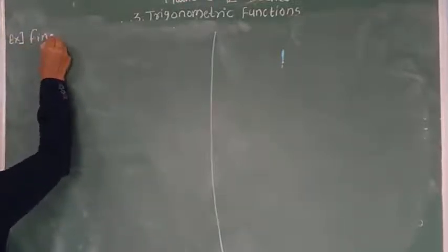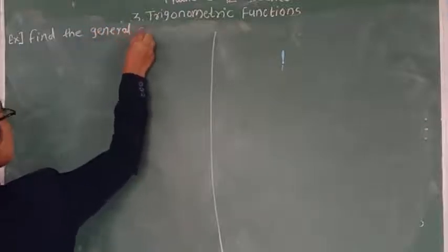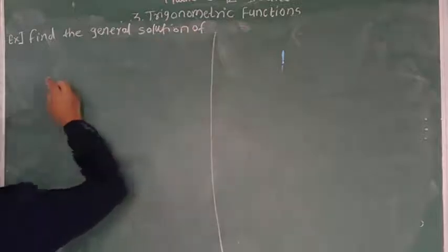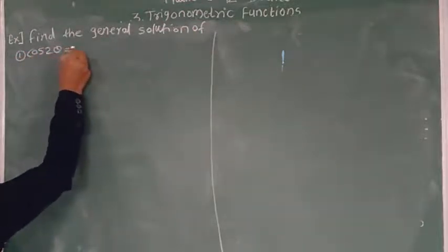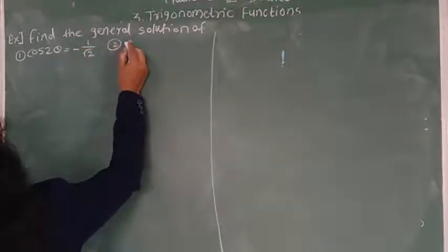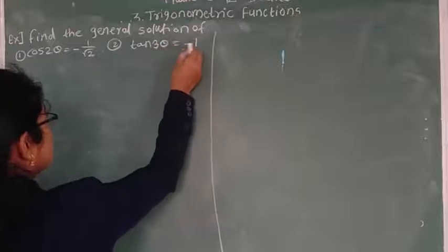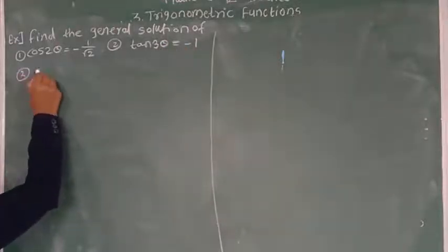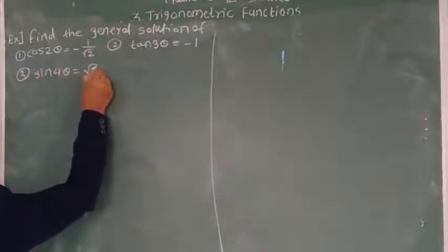Find the general solution of cos 2 theta is equal to minus 1 upon root 2. Second is tan 3 theta is equal to minus 1, and third is sin of 4 theta is equal to root 3 by 2.